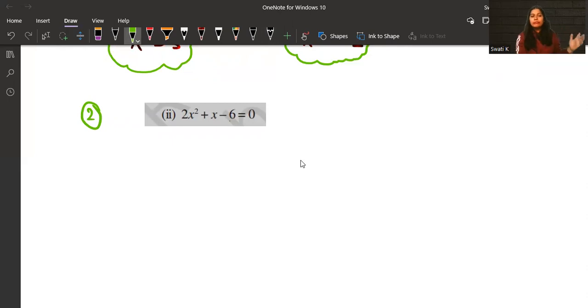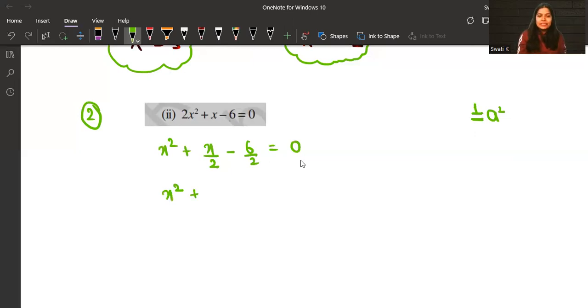So as you can see here, we have 2x squared plus x minus 6. Always remember that whenever you are converting it into the formula, a squared always should have the coefficient 1. That means here the number should always be 1. But here it is 2. What's the best way to do this? Dividing by 2 throughout. So this will become x squared plus x by 2 minus 6 by 2 equals 0 by 2, which is 0 only, right? Balanced. This will become x squared plus x by 2 minus 3 equals 0.